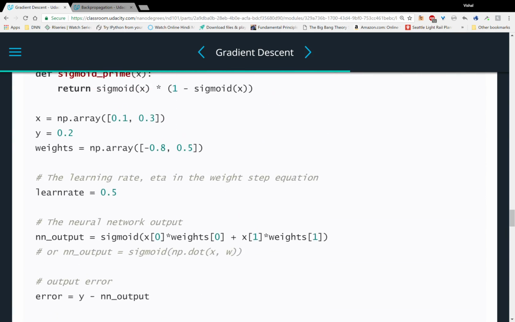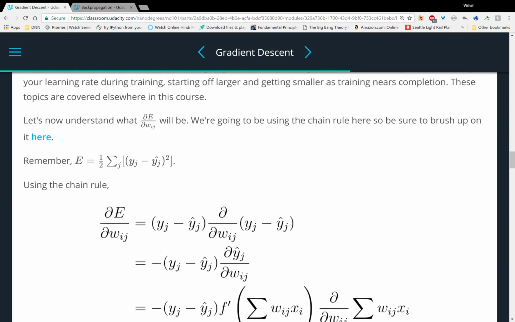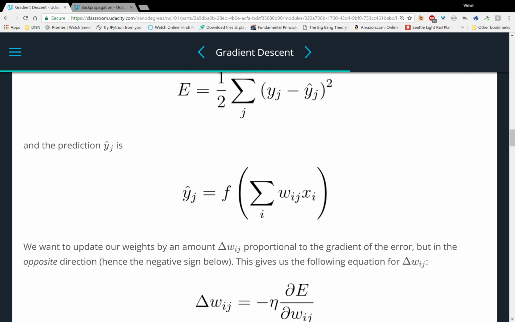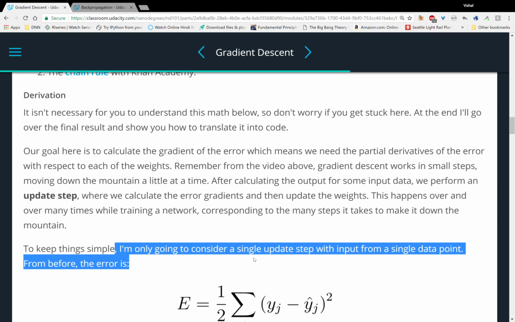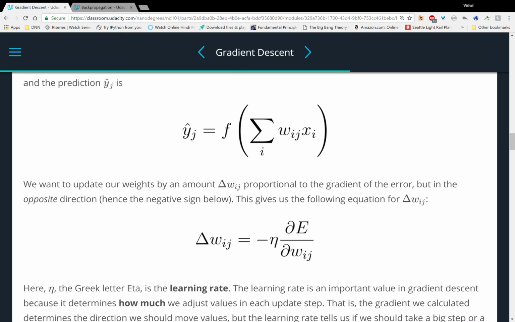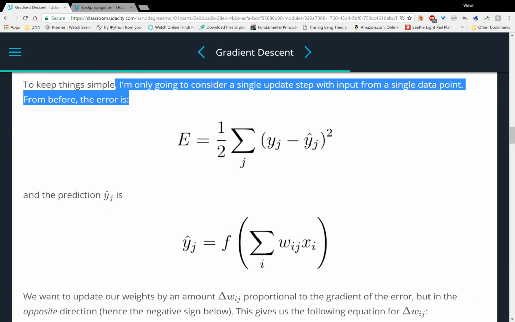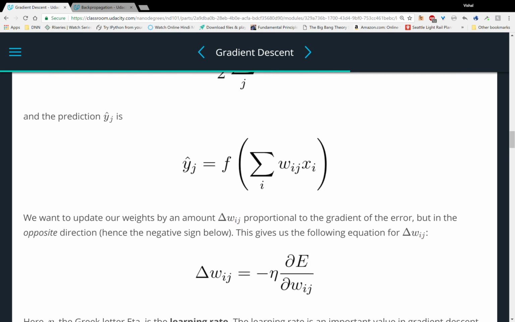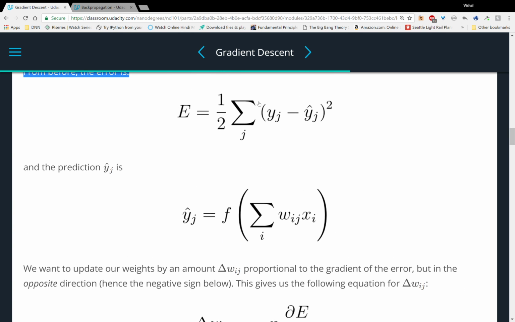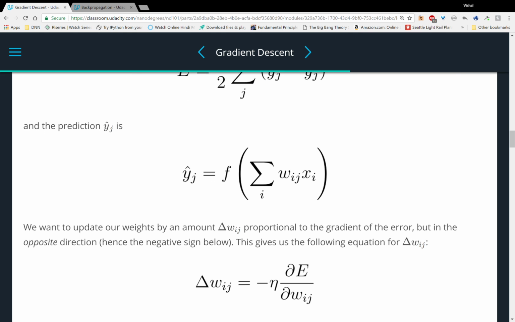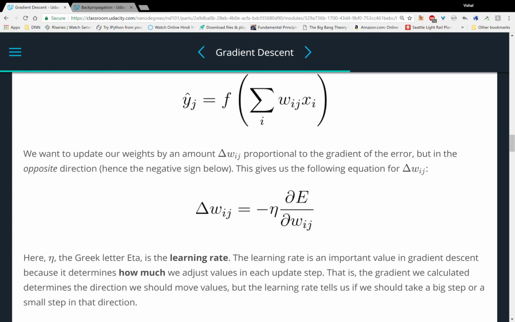Let's go back to that equation which we started from, and let's look at the assumption so that we are all on the same page. Remember from the video above, gradient is small steps, etc. I'm going to consider a single update step with input from a single data point. Although it is summing over all j's, that sum is not really lost. The first confusion I had is what happened to this sum over all j's. Since I am differentiating, it stays.